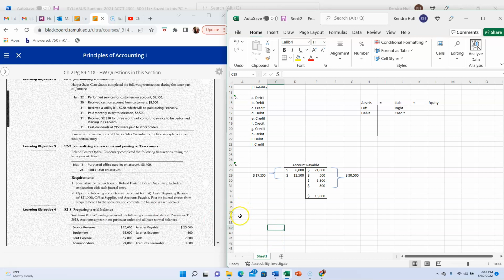All right, 7. We have a short journal entry. Roland Foster Optical Dispensary completed the following transactions during the latter part of March. Journalize the transactions, include explanation, which I'm not going to do, and then open the following T accounts and post the entries. Okay, so requirement number 1.